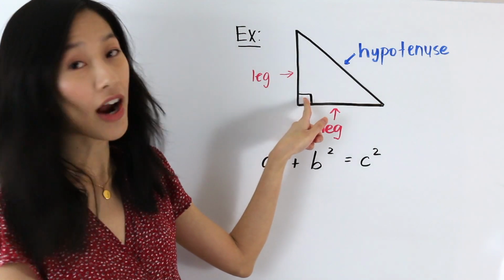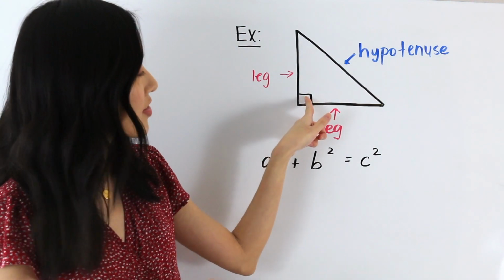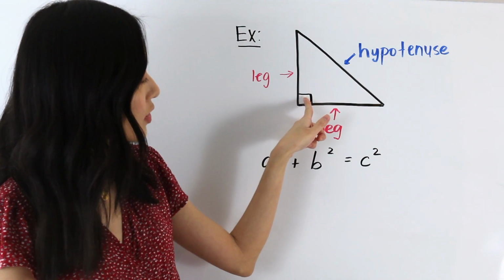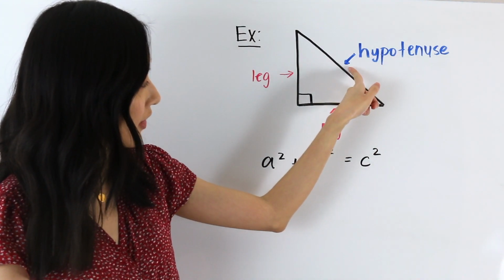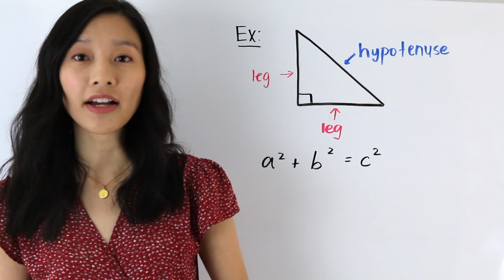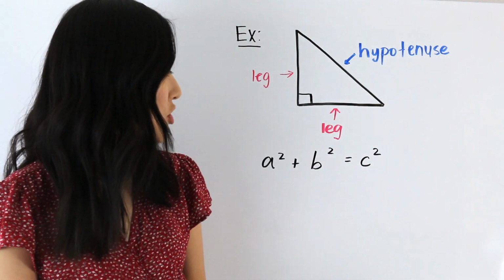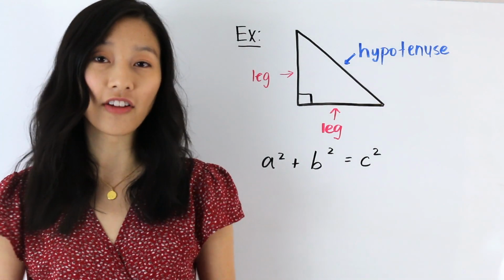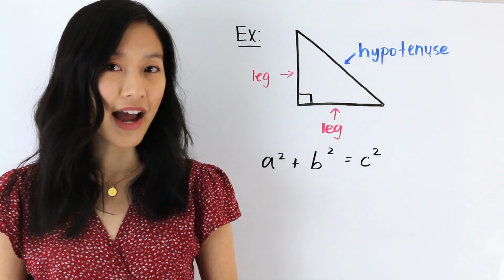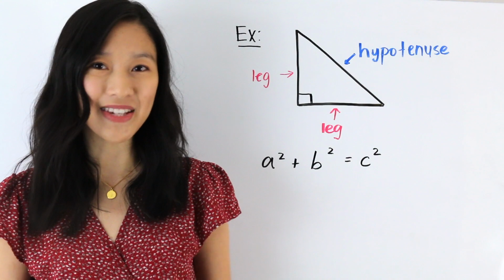And that is because our hypotenuse is always the side that is opposite the right angle. So that is right here. And that is the longest side of our triangle. And then the other two sides, which are our two shorter sides, are our legs. So let's apply the Pythagorean theorem and find some missing sides.